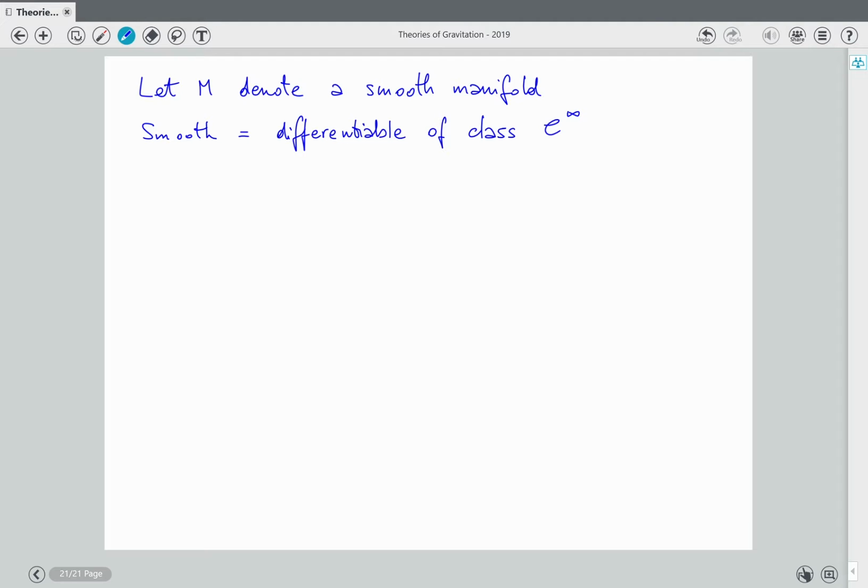Often we will assume that we can differentiate functions infinitely many times. This is useful to make several arguments work without obstructions. And a smooth function is a C infinity function, so an infinitely differentiable function.